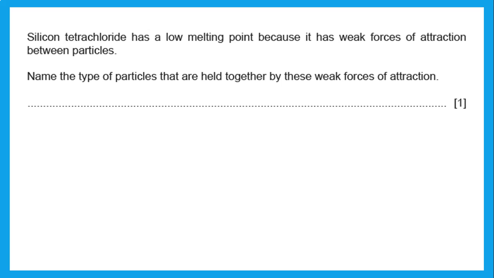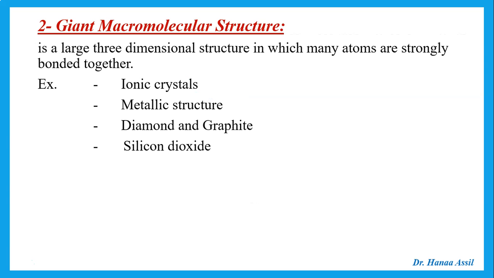Silicon tetrachloride has a low melting point because it has weak forces of attraction between particles. Now, name the type of particles that are held together by the weak attraction forces. So if I tell you that silicon tetrachloride has weak attraction forces between what? Between molecules. So these are the type of particles that are held together by these weak forces of attraction.